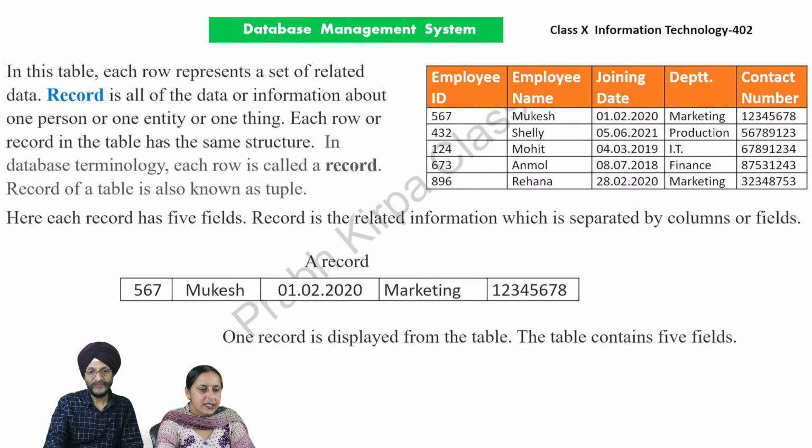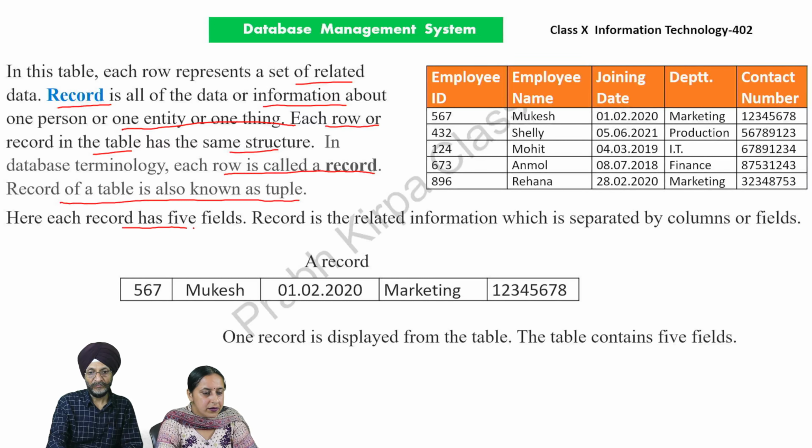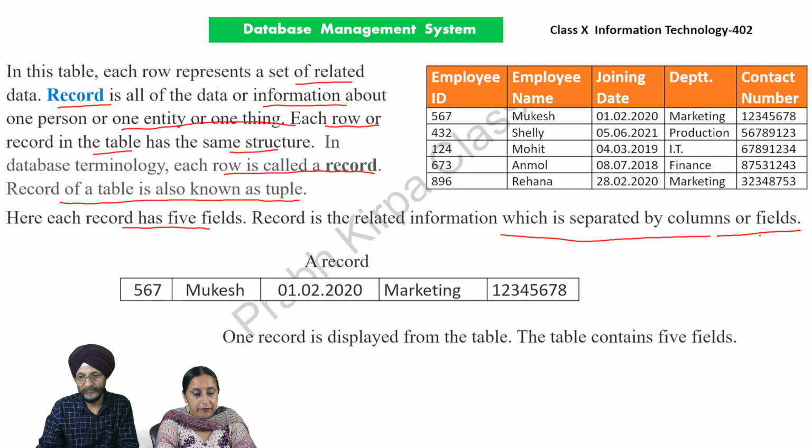In this table, each row represents a set of related data. A record is all of the data or information about one person or one entity or one thing. Each row or record in the table has the same structure. In database terminology, each row is called a record. A record of a table is also known as a tuple. Here, each record has 5 fields. A record is the related information which is separated by columns or fields.